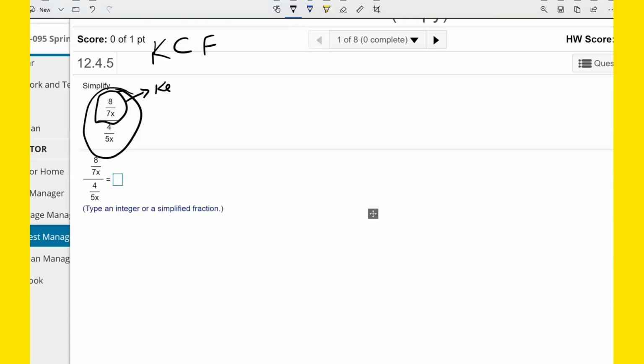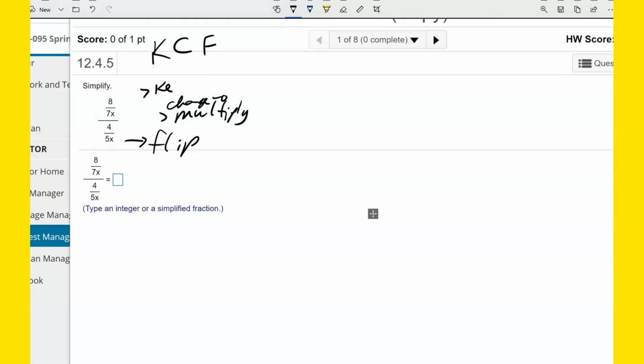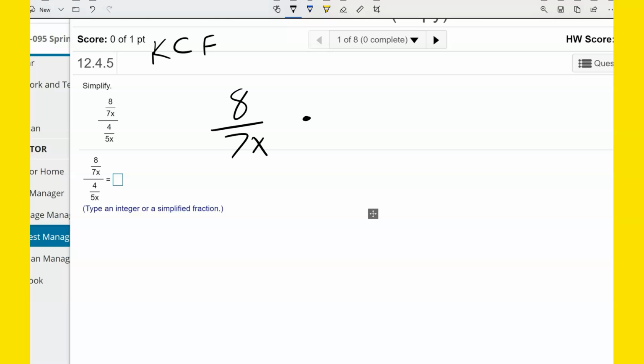So I keep that. I change the fraction bar to multiplication. I should say change to multiplication. And the bottom fraction, I flip. Okay, so keep, change, flip. So all I do is keep the 8 over 7x the same, make it a multiplication problem, and flip the 4 over 5x to make it be 5x over 4.